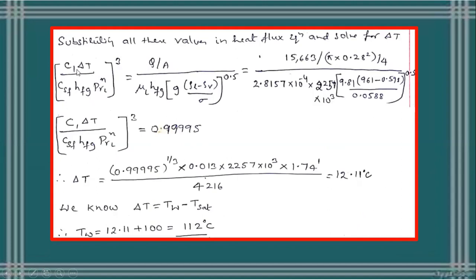We know what C_L is. All these things we have already obtained. Get the value of delta T. So delta T obtained is 12.11 degrees centigrade. We know delta T is equal to wall temperature minus saturation temperature. So what will be the wall temperature? That is the surface temperature of the pan, equal to delta T plus water saturation temperature of 100 degrees centigrade. You will get 112 degrees centigrade as the wall temperature.